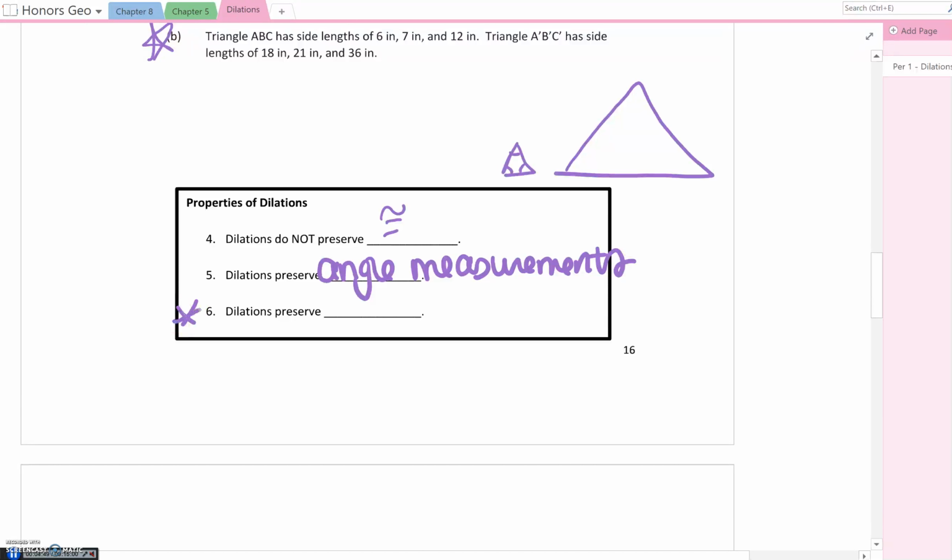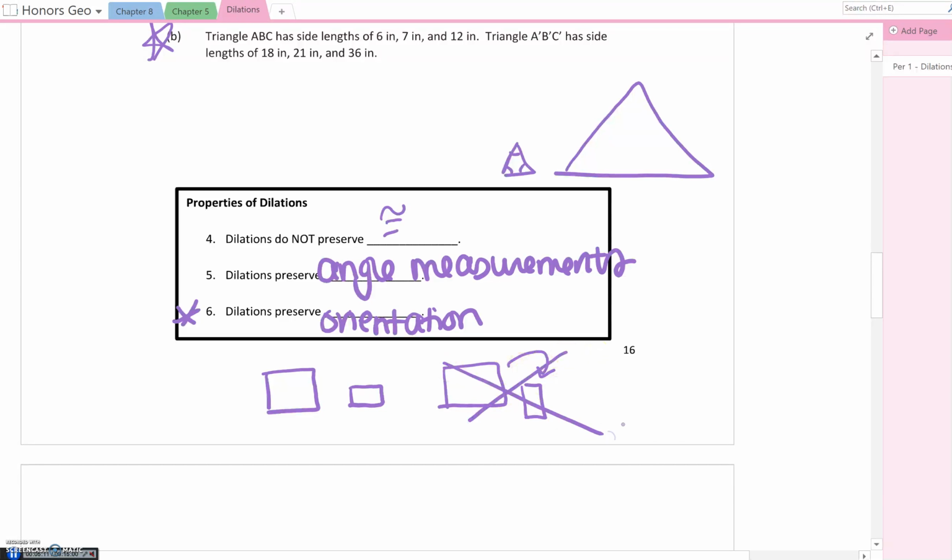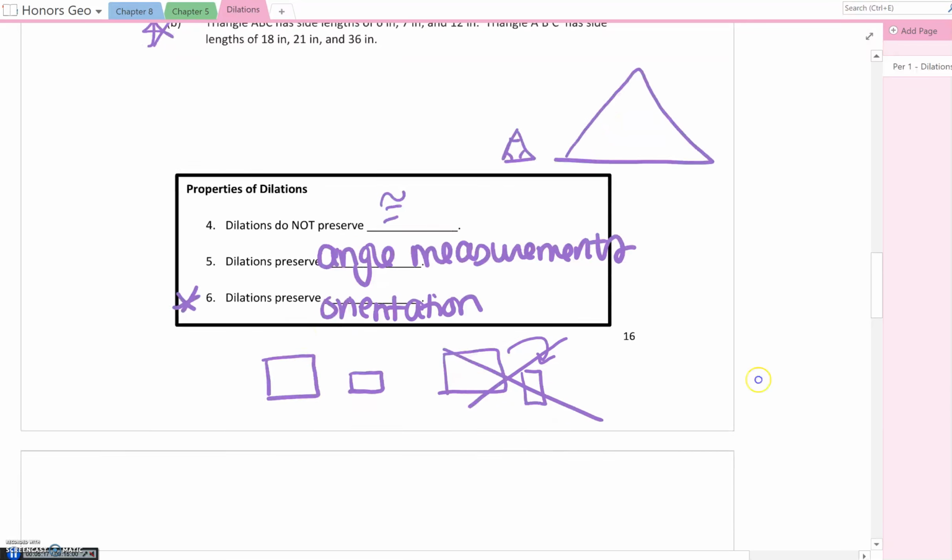And this one most people tend to forget. Dilations also preserve orientation. What does that mean? It means that if you take this rectangle and dilate it, it will not have switched rotation. So this rectangle doesn't become rotated and dilated. It just becomes dilated. So this does not happen. It just stays going in the same direction, if you want to call it that. That's what orientation really is. Okay.